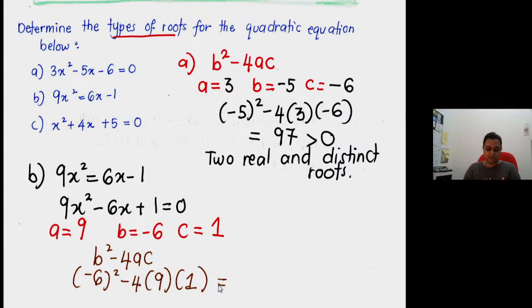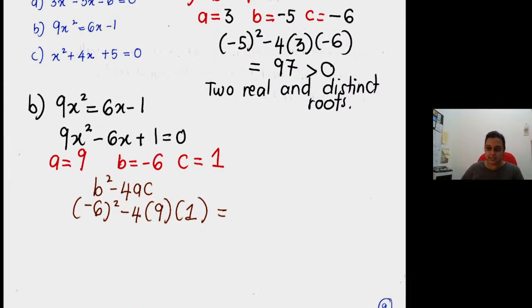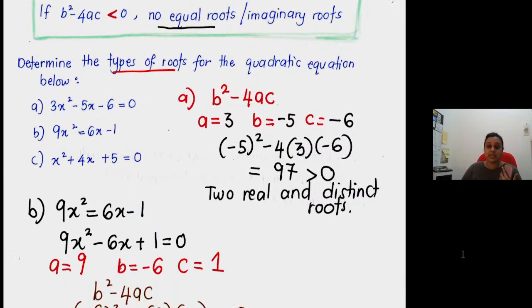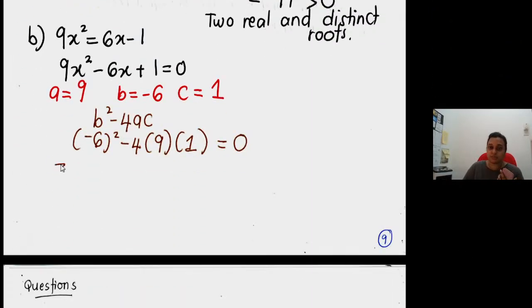What value do we get? Let's check. If you already got it, you can tell teacher the answer. -6 squared minus 4 times 9 times 1. Are you getting the same as teacher? 0. If you're getting 0, what does it mean? Go back to your rules. That means it has two equal roots. This equation has two equal roots.